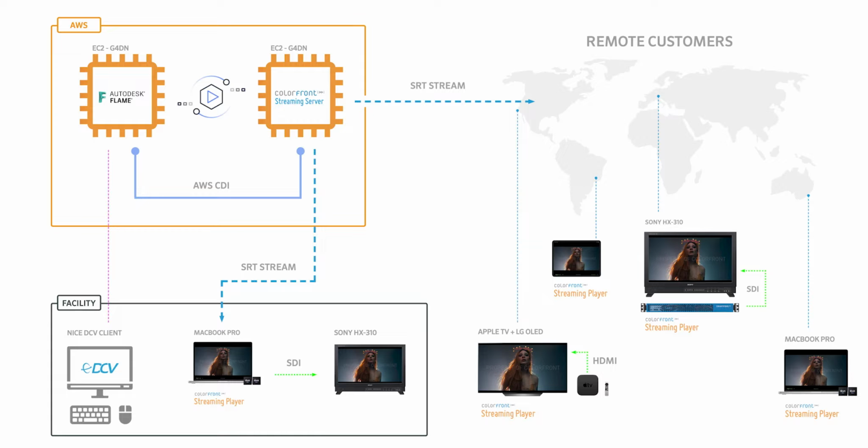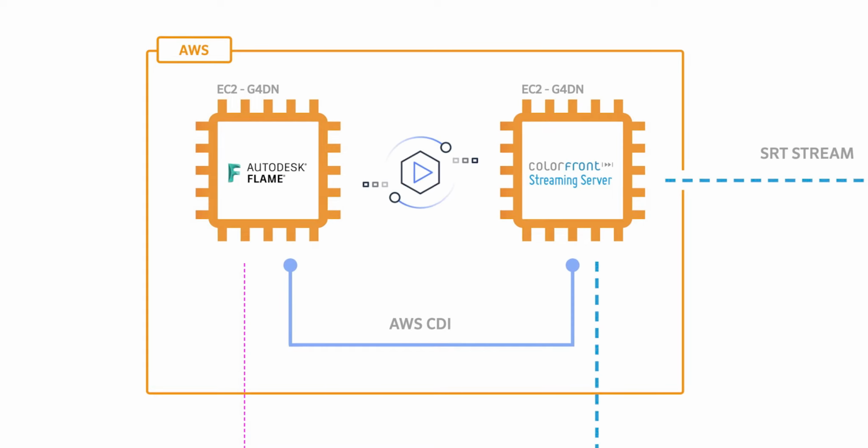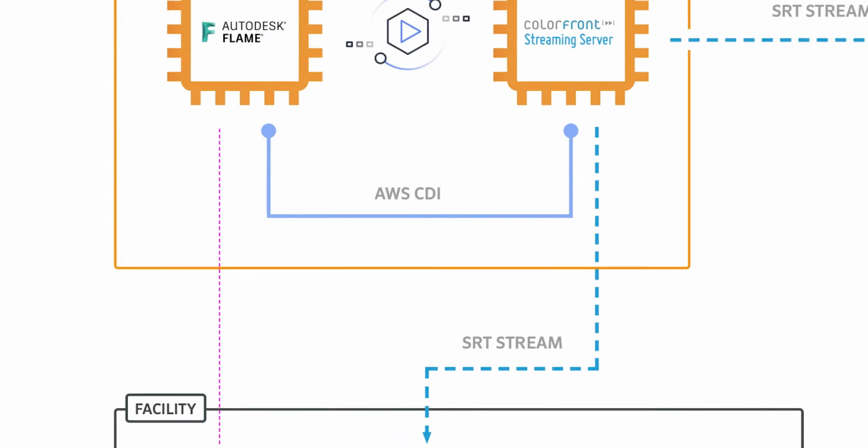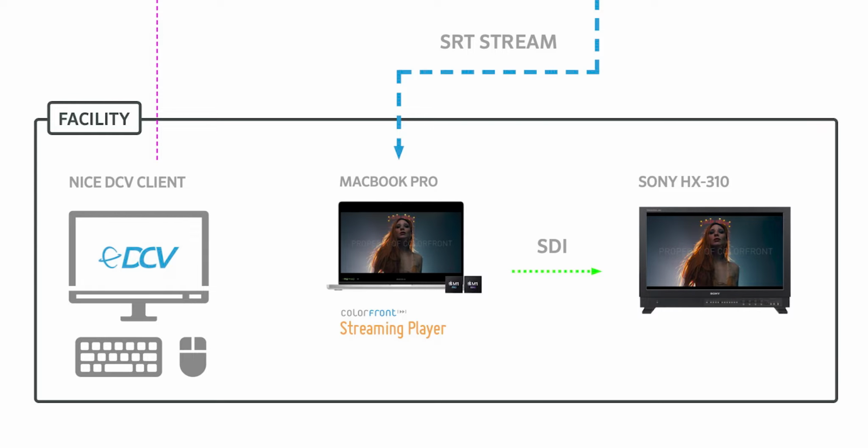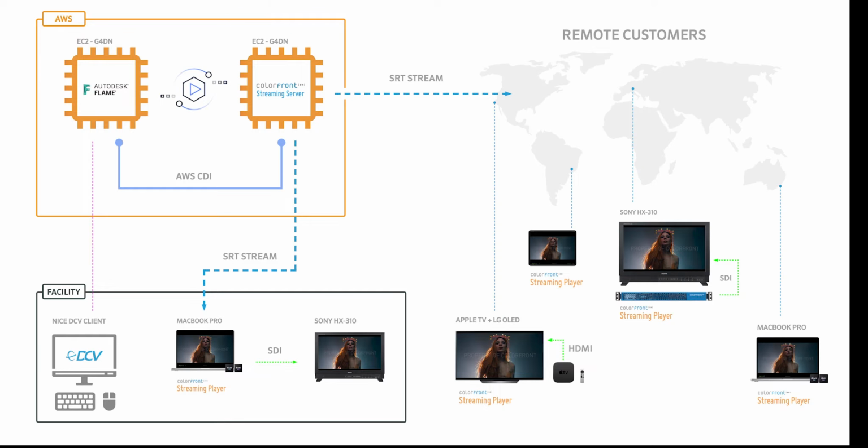Before getting started, let's look at a diagram of what we are demonstrating. We have Flame on the cloud running on its own Linux EC2 instance, and Colorfront streaming server running on another Windows EC2 instance. We are showing a facility that is accessing the systems from a direct connection, and remote customers connecting to the streams from the public internet using the Colorfront streaming technology and applications.